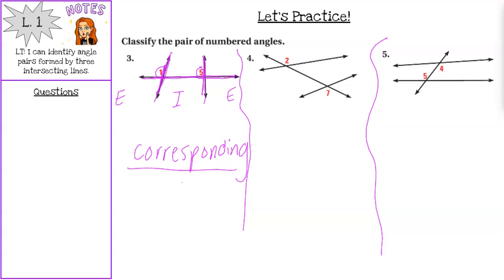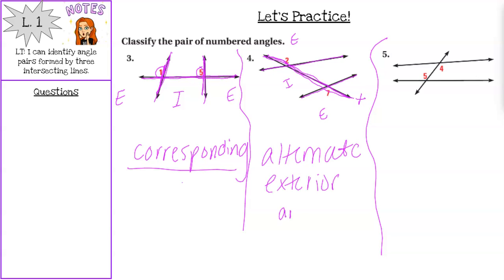Now we have the next example. There are our two lines. We have our transversal here, interior, exterior. Our angles are on the exterior and they're on opposite sides of our transversal. So we have alternate exterior angles.